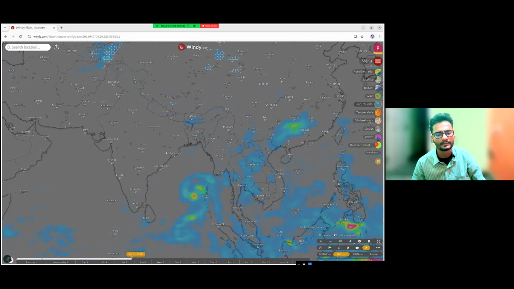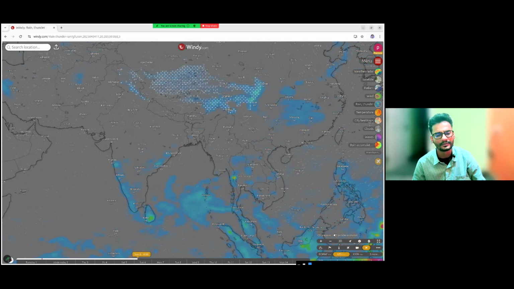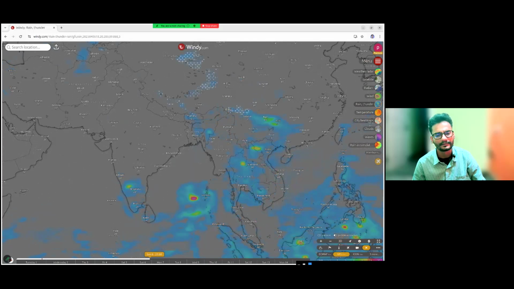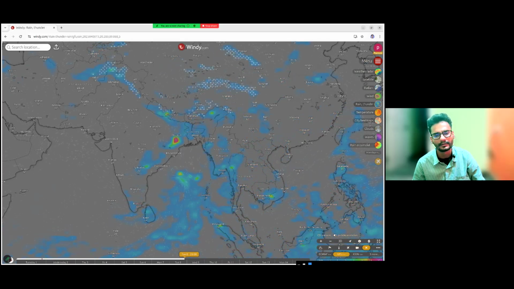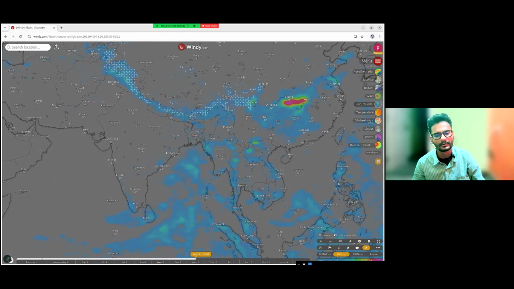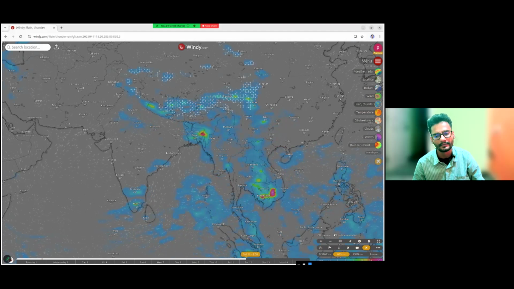Even if you look at the GFS, currently I'm just animating the GFS. The picture is almost the same. There is not much difference as far as the rainfall patterns are concerned, but it is a lot more concentrated, a lot more homogeneous compared to ECMWF. The formation of the low pressure system is the same in both ECMWF and GFS. So this is likely to happen with higher confidence. It will definitely happen.